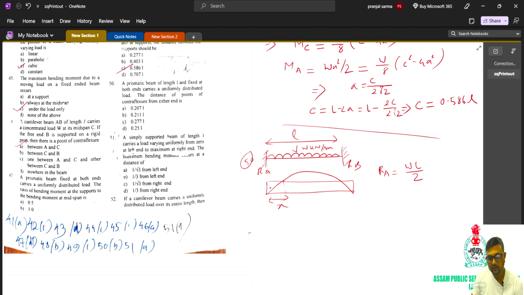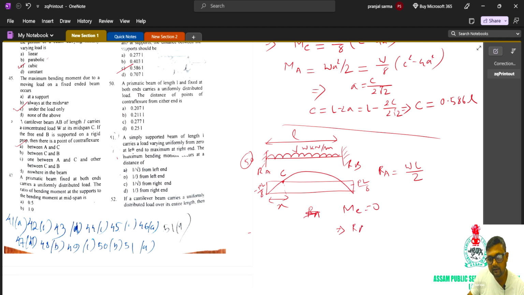Now what is the fixed end moment value? I told you, you have to remember this: minus WL squared by 12 in the bending moment diagram. So you have to find the point where the bending moment is 0. Let me write the equation of bending moment. Suppose this point is C. So the bending moment at C is equal to 0.